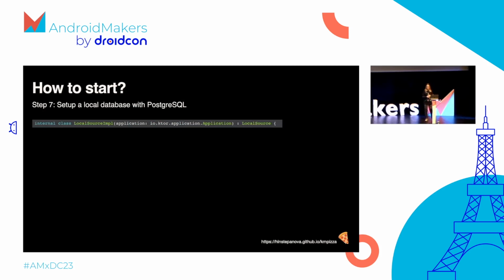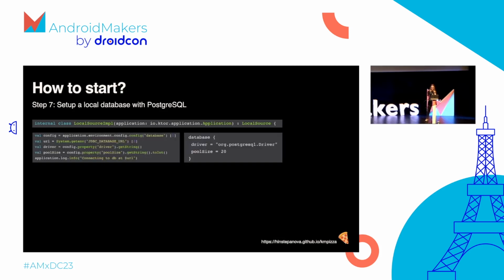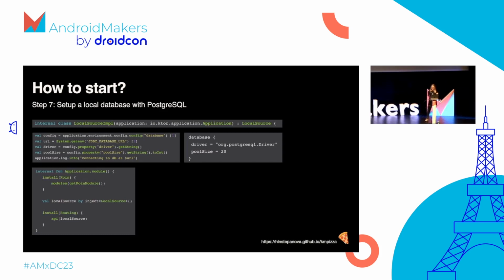After preparing everything, I had to set up a Postgres database. Then I created a local source implementation so that I could connect it to the REST API. And also I had to specify some more configuration parameters like driver or pool size. Then I connected it all together by injecting the local source in the server. And for that I use Koin. So the same Koin which I normally used for my KMM apps for dependency injection, I could use it for my backend, and it was quite a nice surprise.